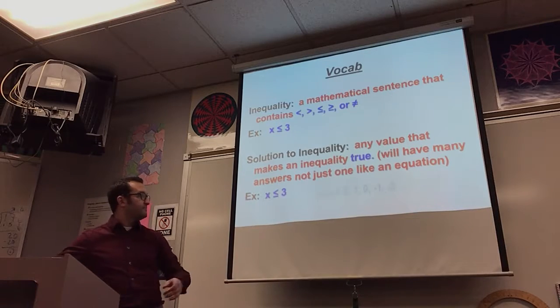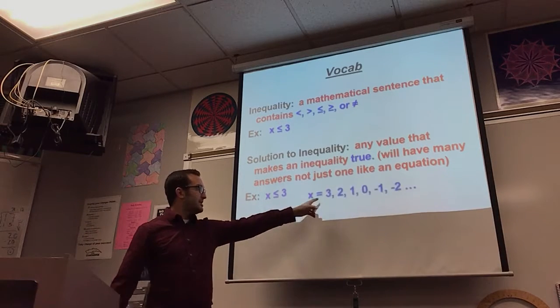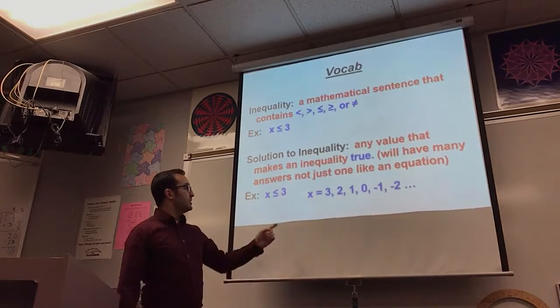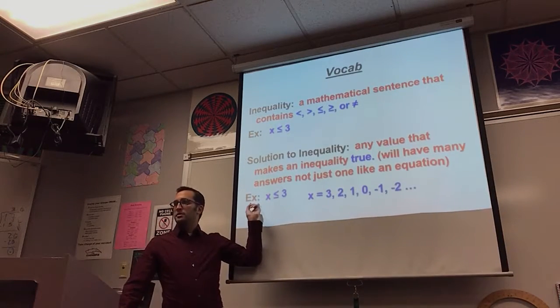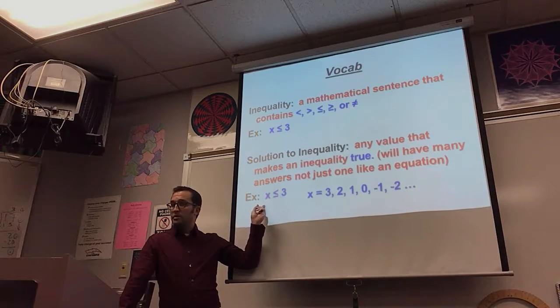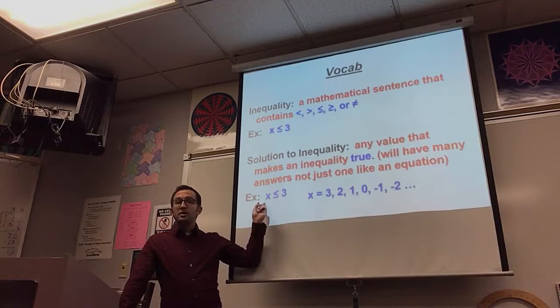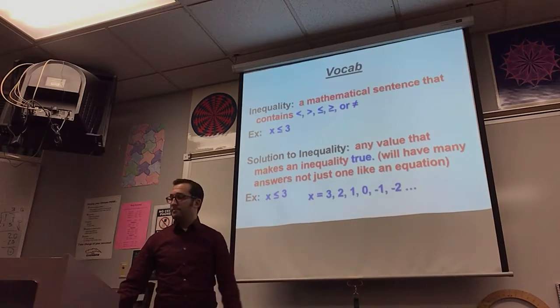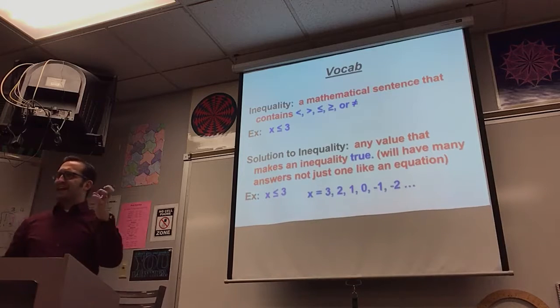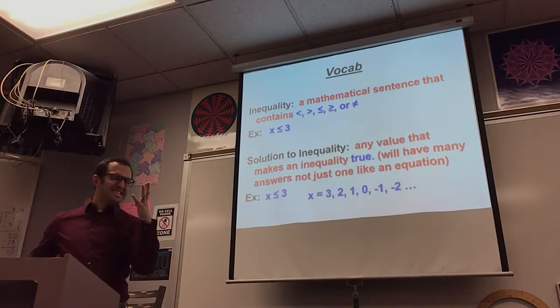So we're going to have numbers like this, and every negative number, right? It'll start at 3, 2, 1. In fact, would 2.5 work? Yeah. Would 2.5 repeating work? Yeah. Would 3.5 work? No, because 3.5 is not less than or equal to 3.